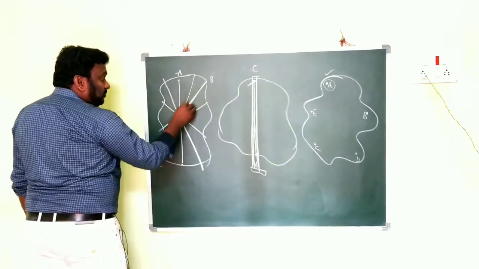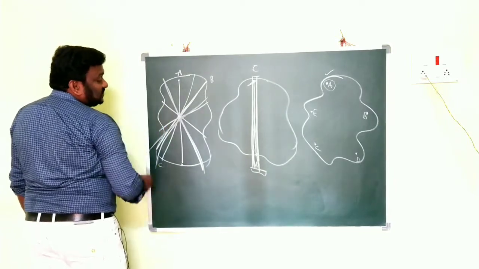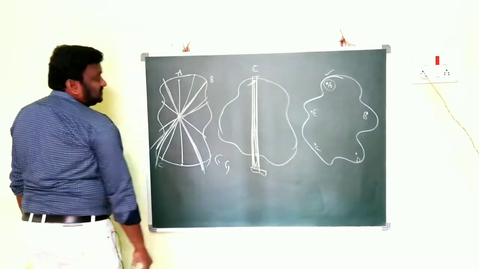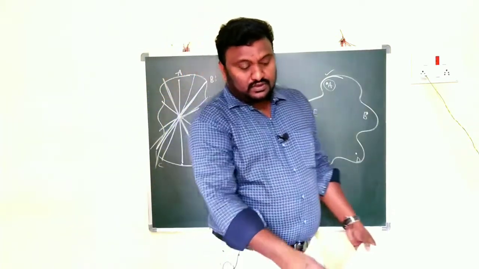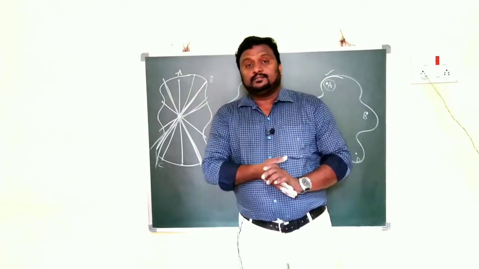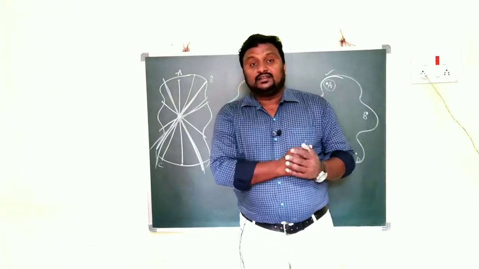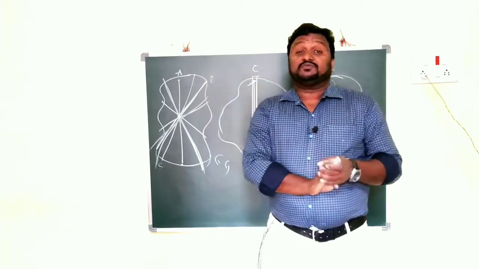Then all the plumb lines are going to intersect at one point. That point is called the center of gravity. Center of gravity. Very simple. So the intersection of all the plumb lines gives one particular point. That point we call the center of gravity.